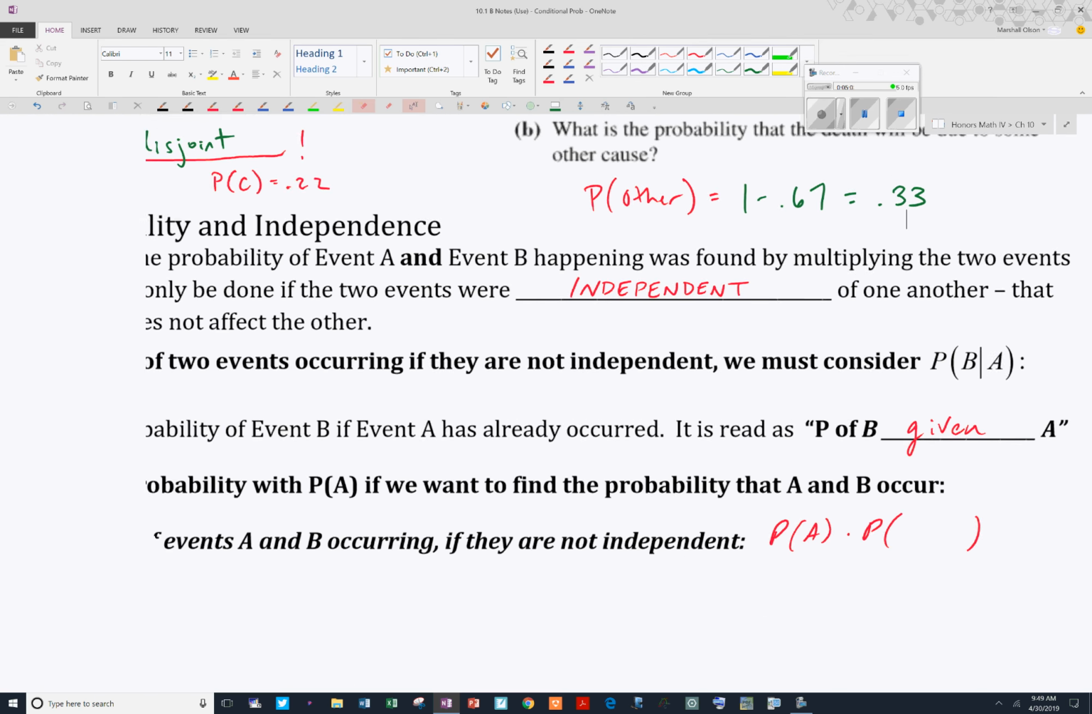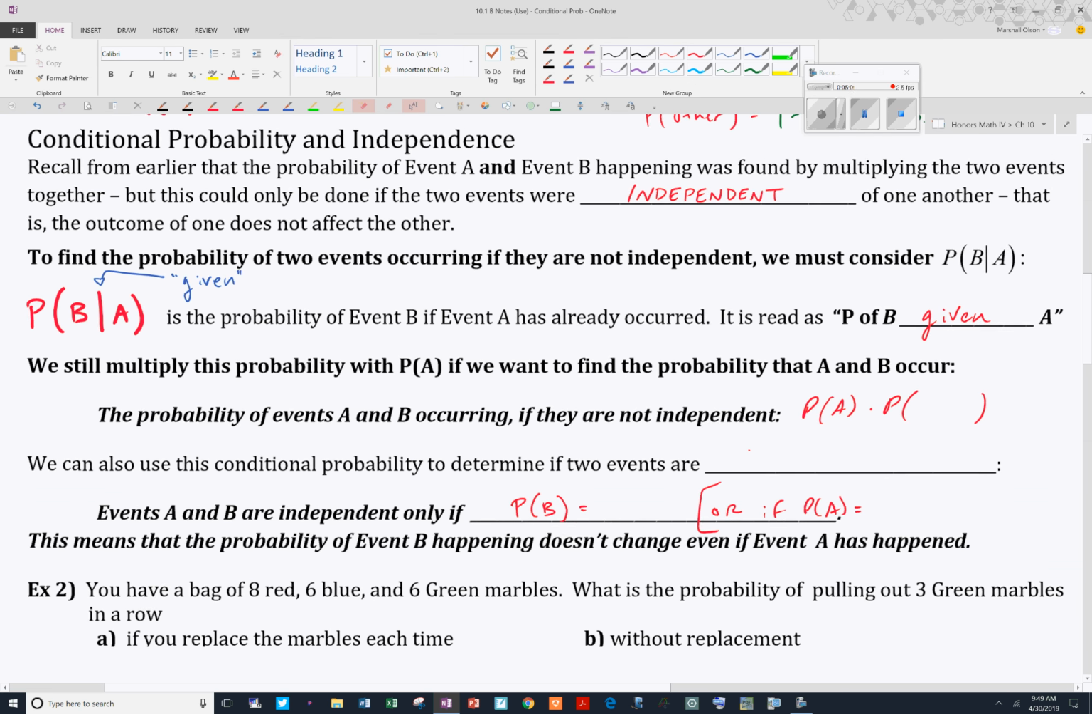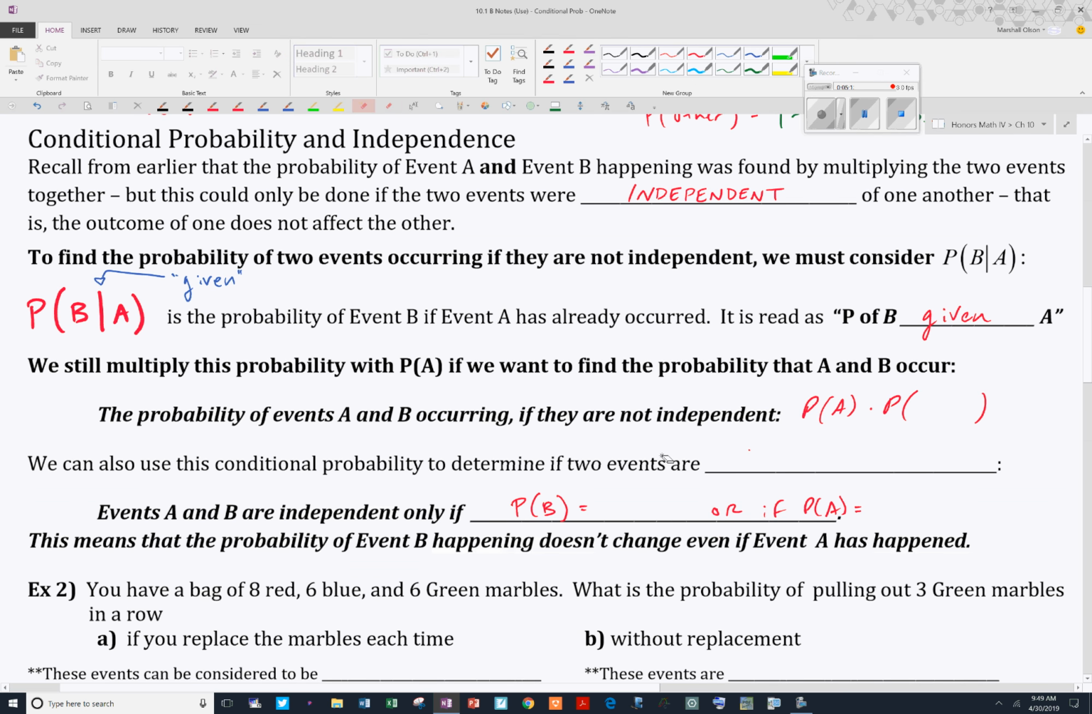All right, I'm going to zoom out here and give you guys a second to jot that stuff down that we have right there. Actually, let me clean this up a little bit. So it says, recall from earlier that the probability of event A and event B happening was found by multiplying the two events together. That could only be done if the two events were independent. Think of the blood problem that we did yesterday, randomly selecting two people, their blood type being this and this. We said, well, these are independent because the people were randomly selected. Once we assumed that it was independent, we were able to multiply things together.